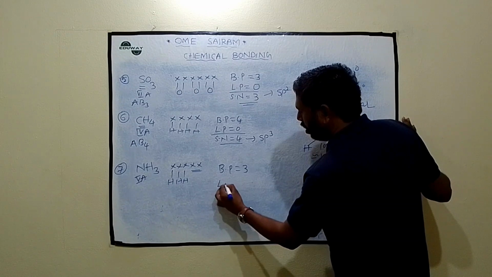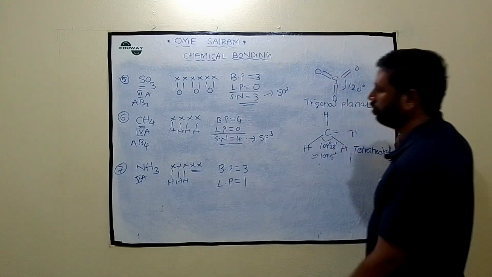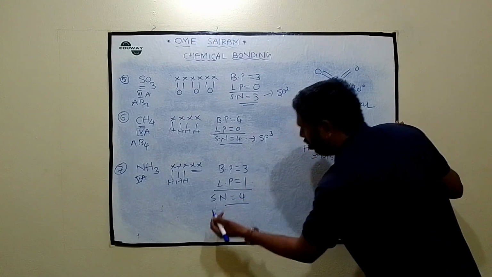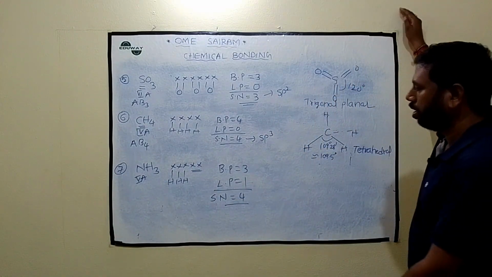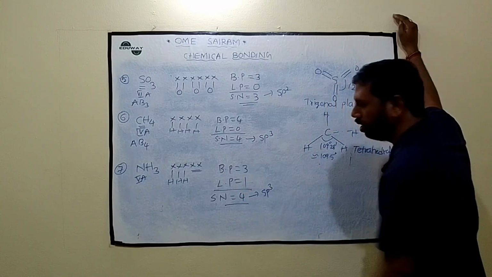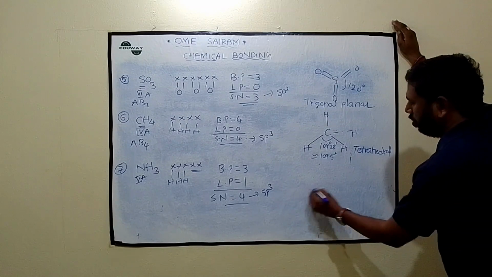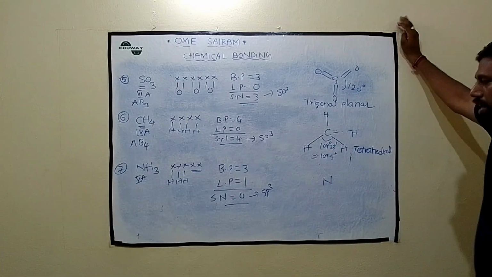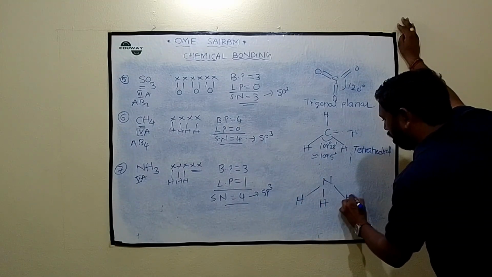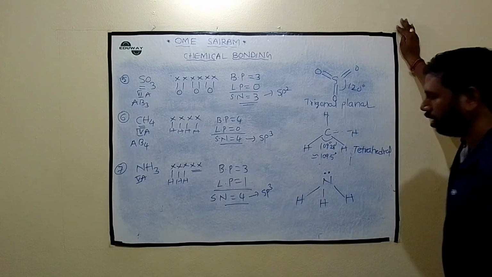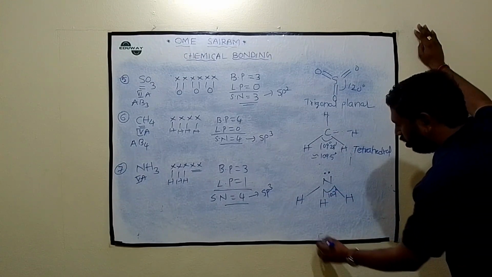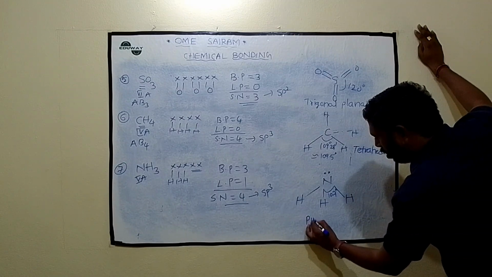3 bond pairs and lone pairs. How many lone pairs? 1 lone pair. And steric number. What is the steric number? 3 plus 1 equal to 4. Steric number equal to 4. And if any molecule has steric number 4, the hybridization should be sp3 hybridization. And when we observe the structure, central atom is nitrogen and it is forming 3 bonds with 3 hydrogen atoms and 1 lone pair at central atom. And the bond angle is 107 degrees. The structure is pyramidal.